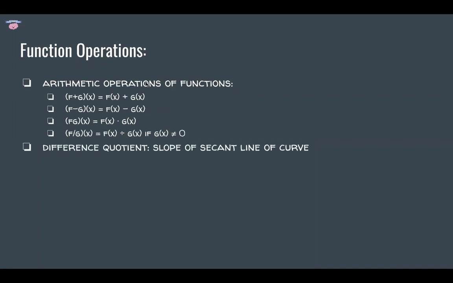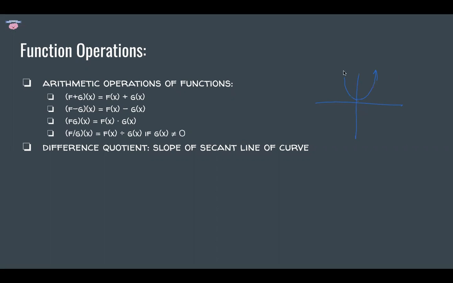The difference quotient, this is extremely advanced precalculus. So if you're in Algebra 2, don't sweat it. It's the slope of the secant line of a curve. And this has to do with average rate of change that we talked about earlier.